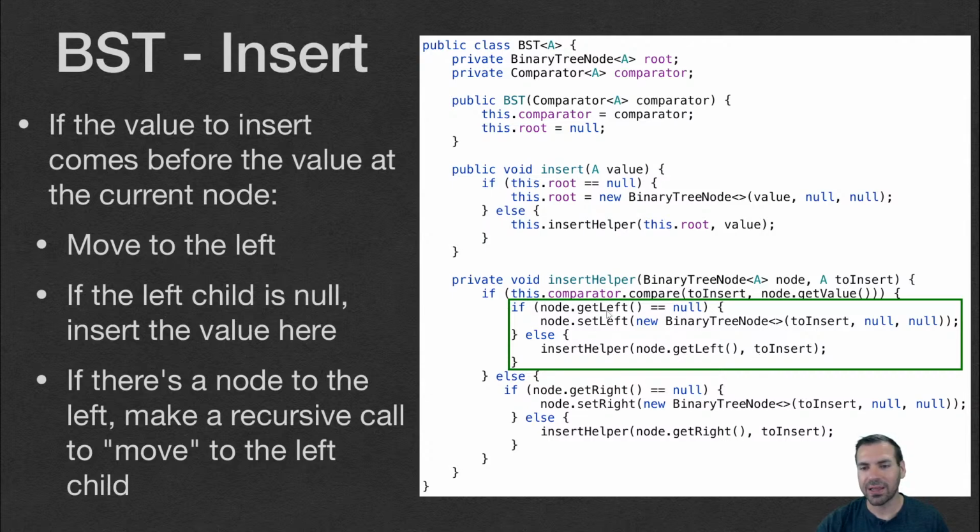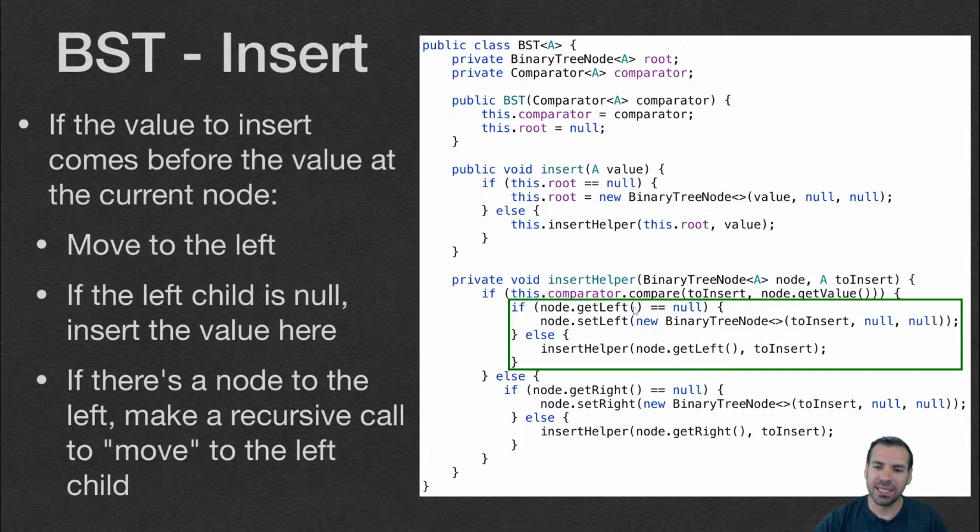And I'm finally getting rid of the dot left, dot value, dot right, getting rid of that stuff and using getters and setters like we should be. So set left to a new binary tree node with the value that we're inserting, because we found a home.